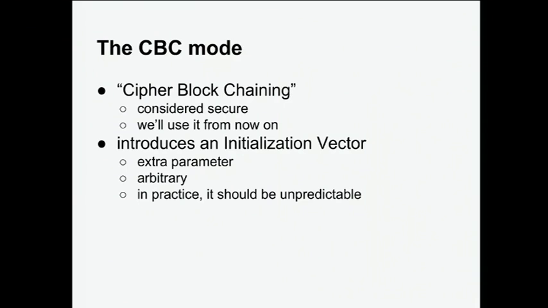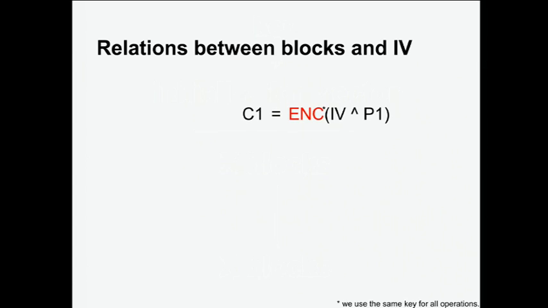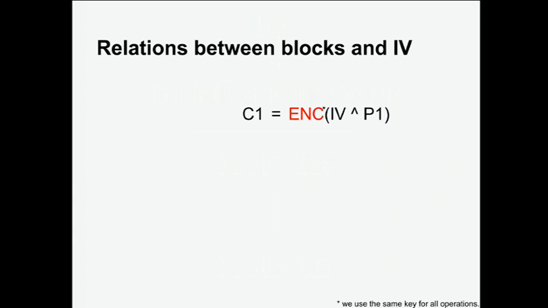And so this initialization vector, in practice, it should be unpredictable. And it's an extra parameter, but you can choose it to be any value. It's arbitrary. So now let's look again. For a file, now we use a key and an initialization vector, and it works on X blocks, and it gives you X blocks. That's how it will work on a file.